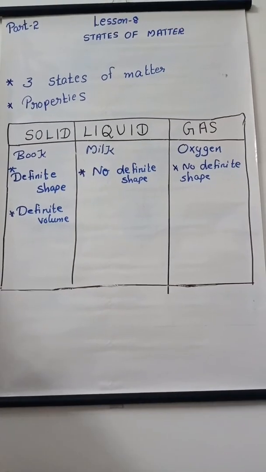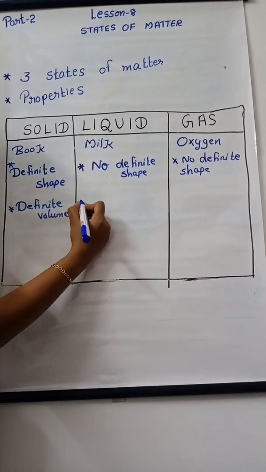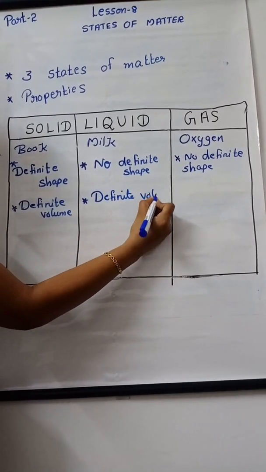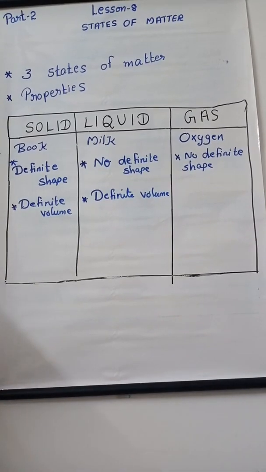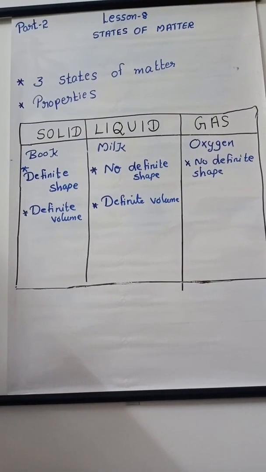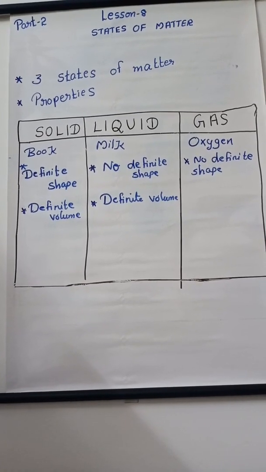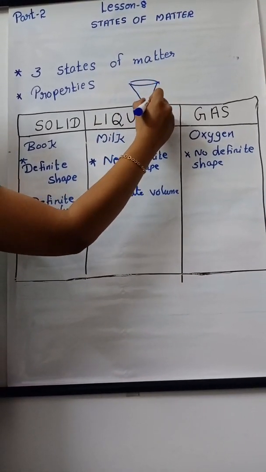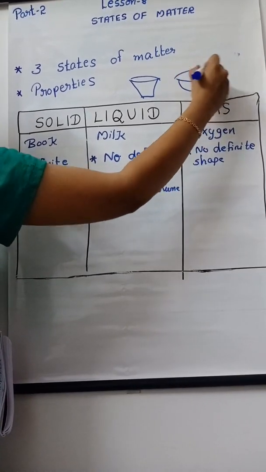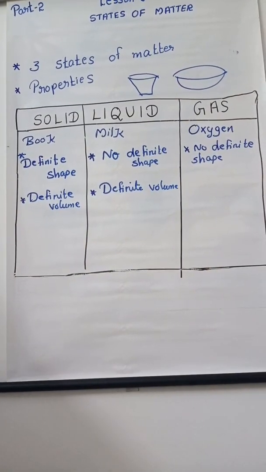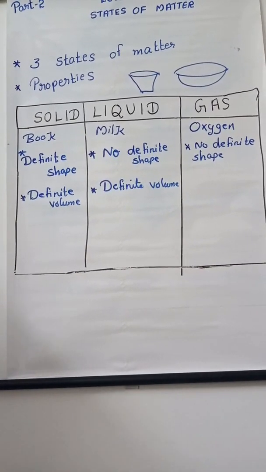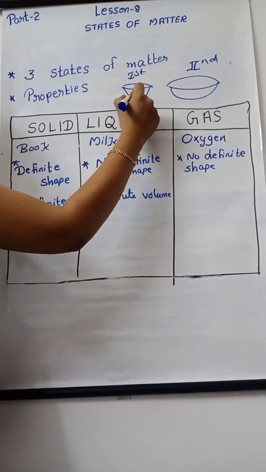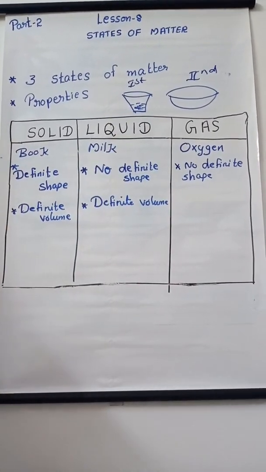Now what about liquid? Liquids also have a definite volume. Even though its shape is changing in different shaped vessels, it needs some space to occupy. For example, take two glasses of different shapes. Now pour 5 spoons of water into the first glass. This is our first glass and this is our second glass. So we are pouring 5 spoons of water into the first glass.